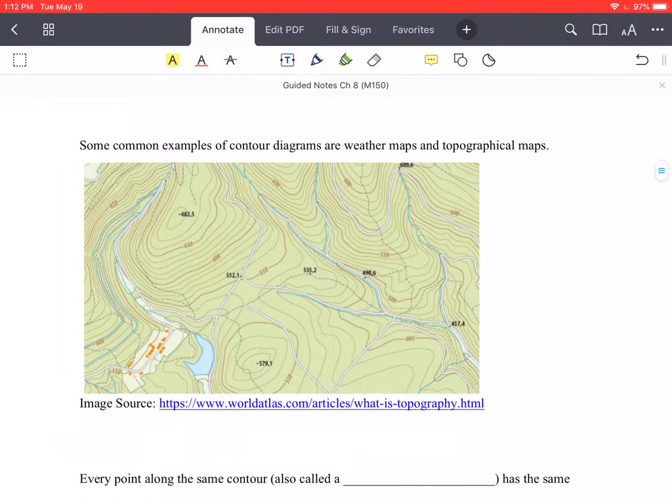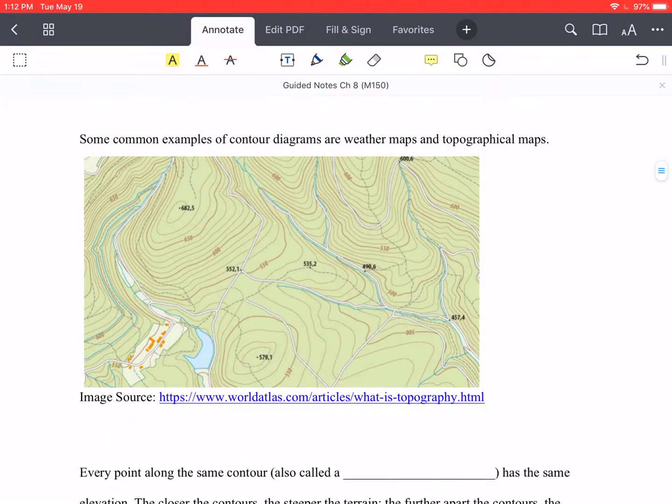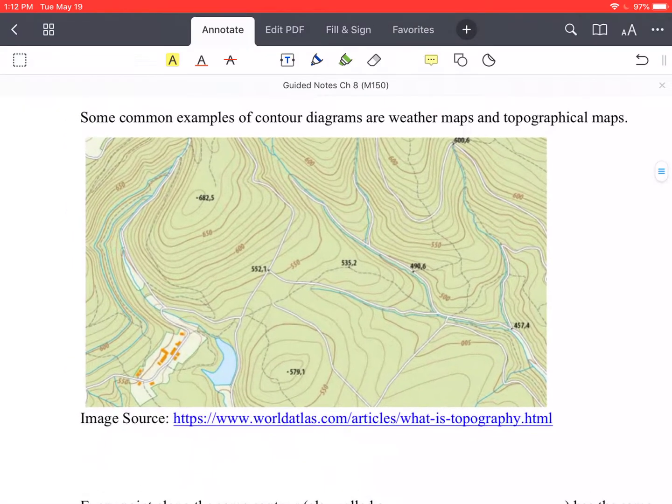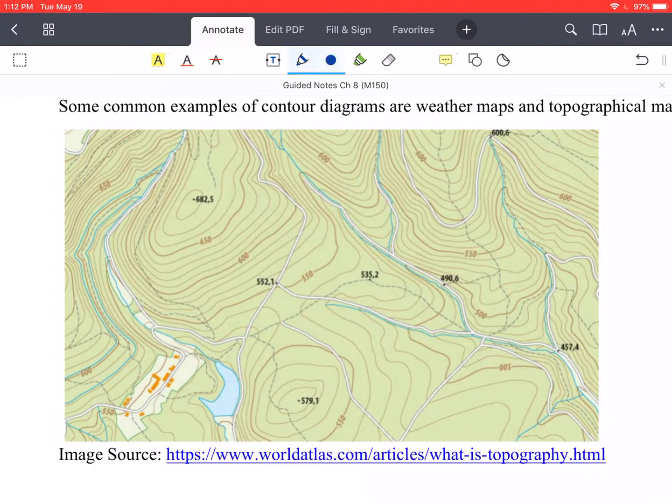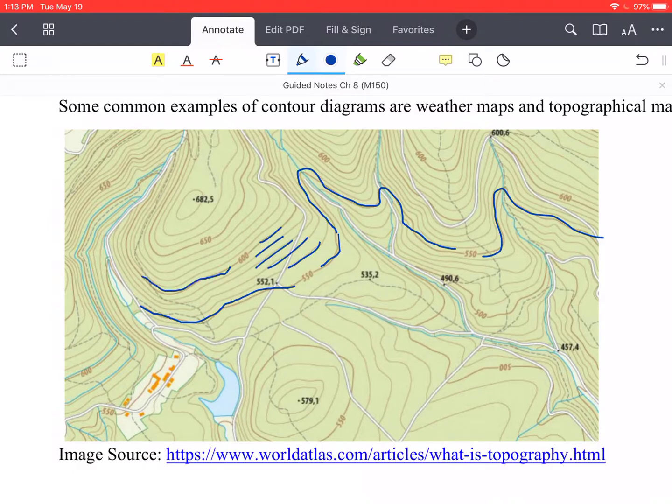You can see here a topographical map of some mountainous region. The idea behind the contour diagram is that each curve on the contour diagram represents a different height. If you look on this contour diagram, for example, this contour right here says 550 on it, so that means anywhere along this contour has a height of 550 all the way along there. Then this one looks like it's going up by tens, so this one would be 560, 570, 580, 590, 600 here. So that has a height of 600 all the way around there.